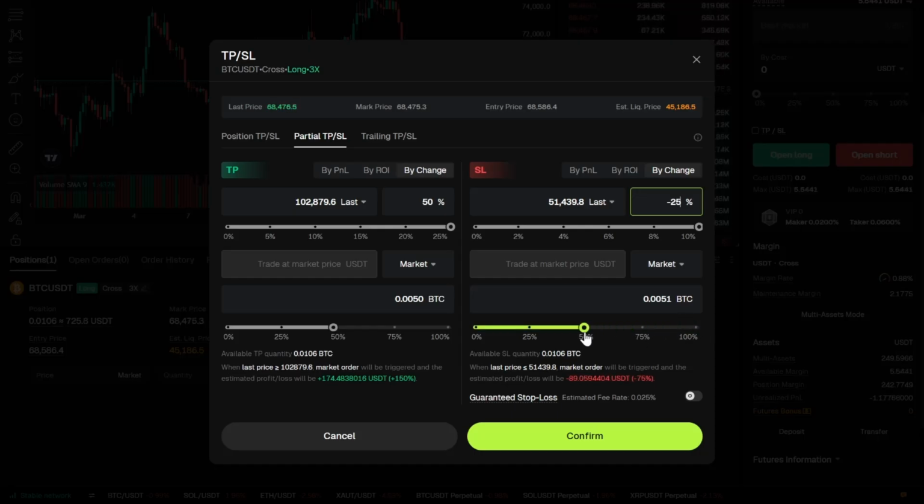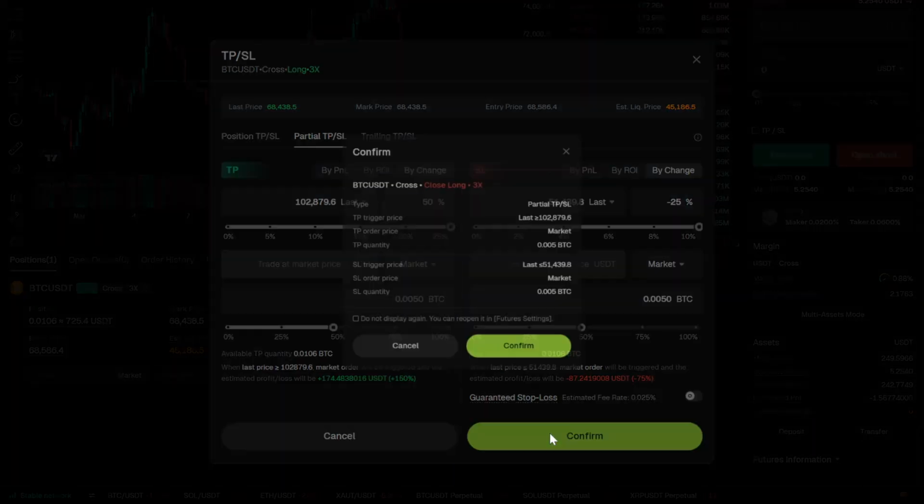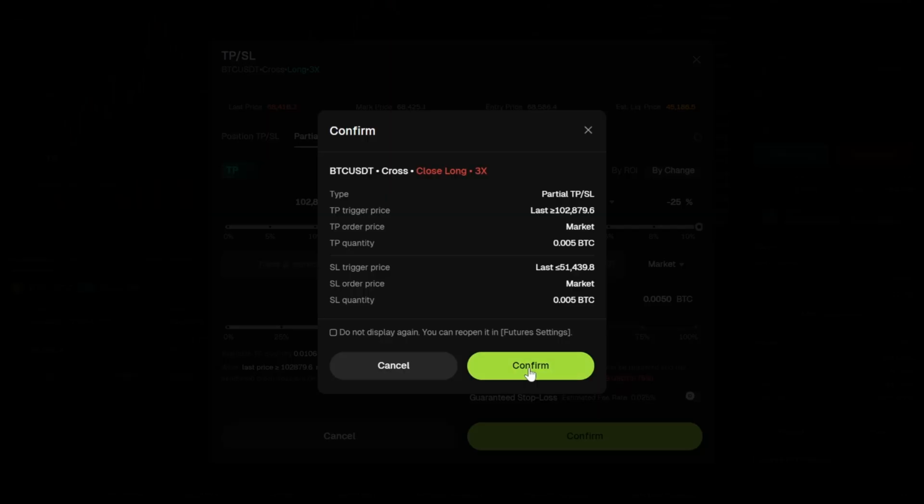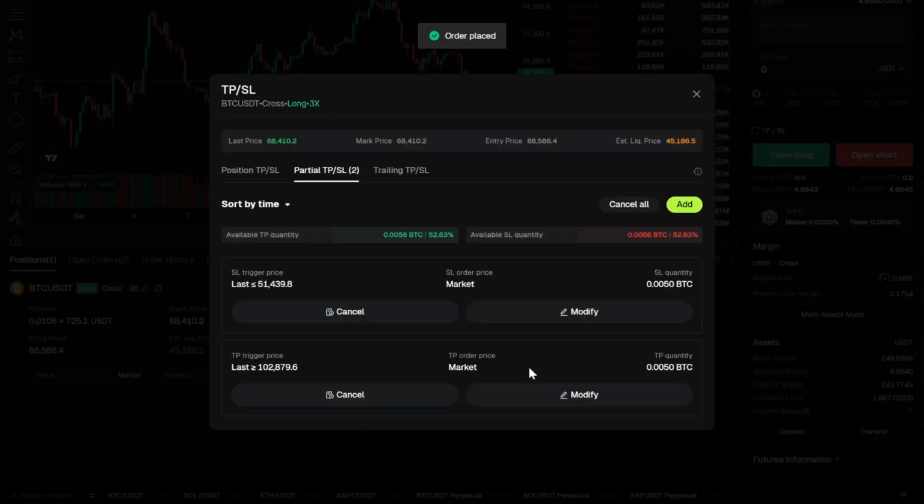Just got to make sure that's 50% of our order. So now we have 50% of our order being sold at 102, almost 103,000 BTC. This is the profit we will make. And we have 50% of our order being sold at about 51,500 BTC if the price goes down 25%. We can confirm this order, look over the details, and we have opened up a partial TP and SL.